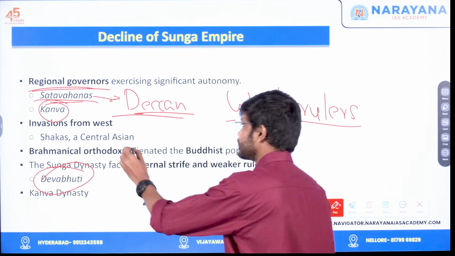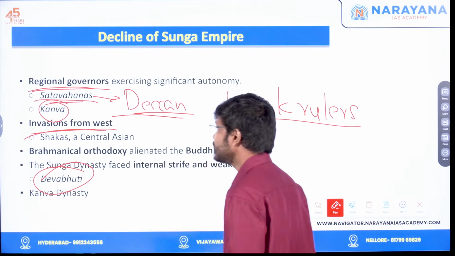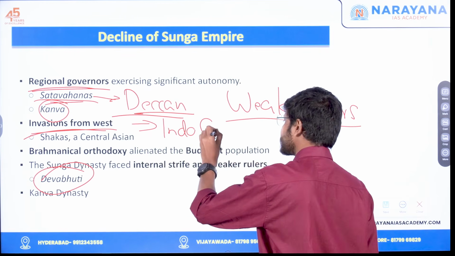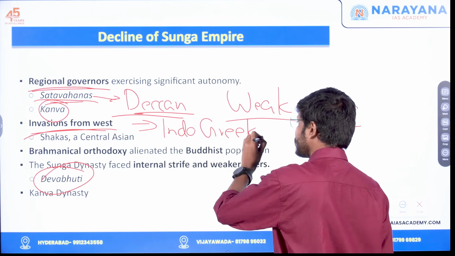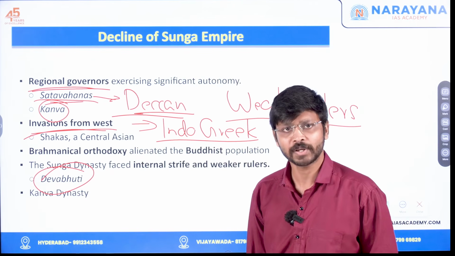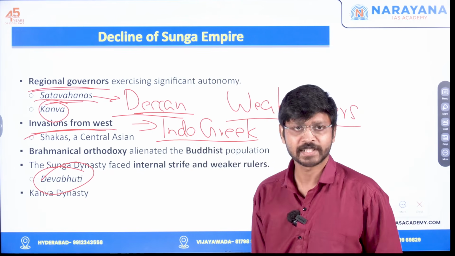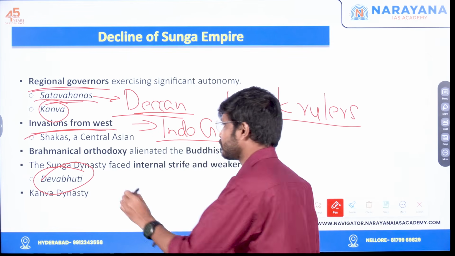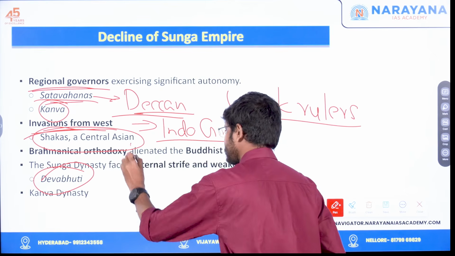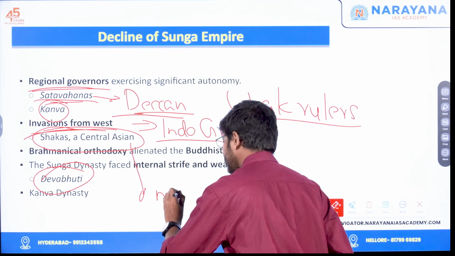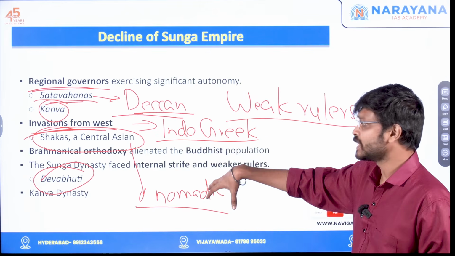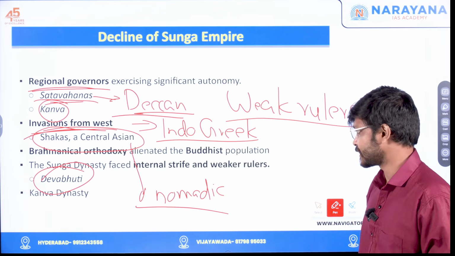And another thing is invasion from the west. Already we had the Indo-Greek invasion. Even though Pushyamitra Sunga and Agnimitra Sunga were able to resist that, the later Sunga rulers were not able to resist this invasion from the west. Another powerful nomadic tribe who came from the Central Asian region is the Shakas.